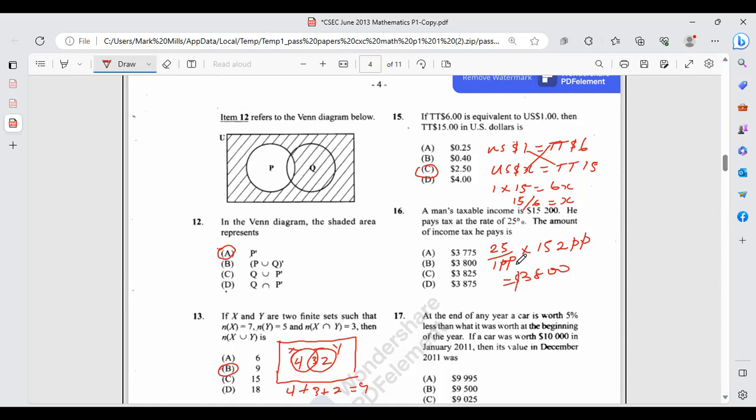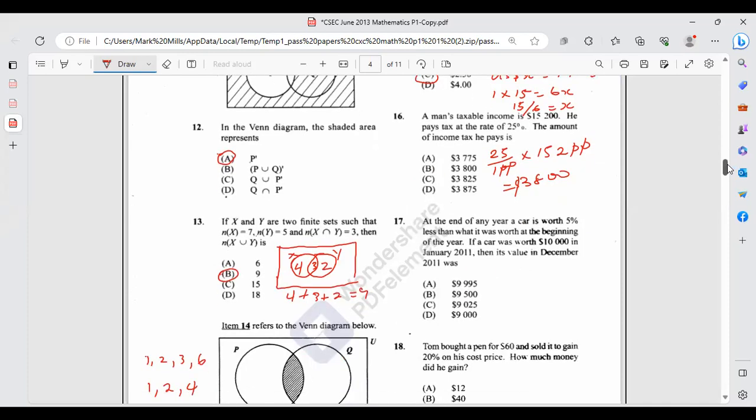Now remember that in the exams, you are not allowed to use a calculator. So you have to find your ways and do your calculation then, all right?